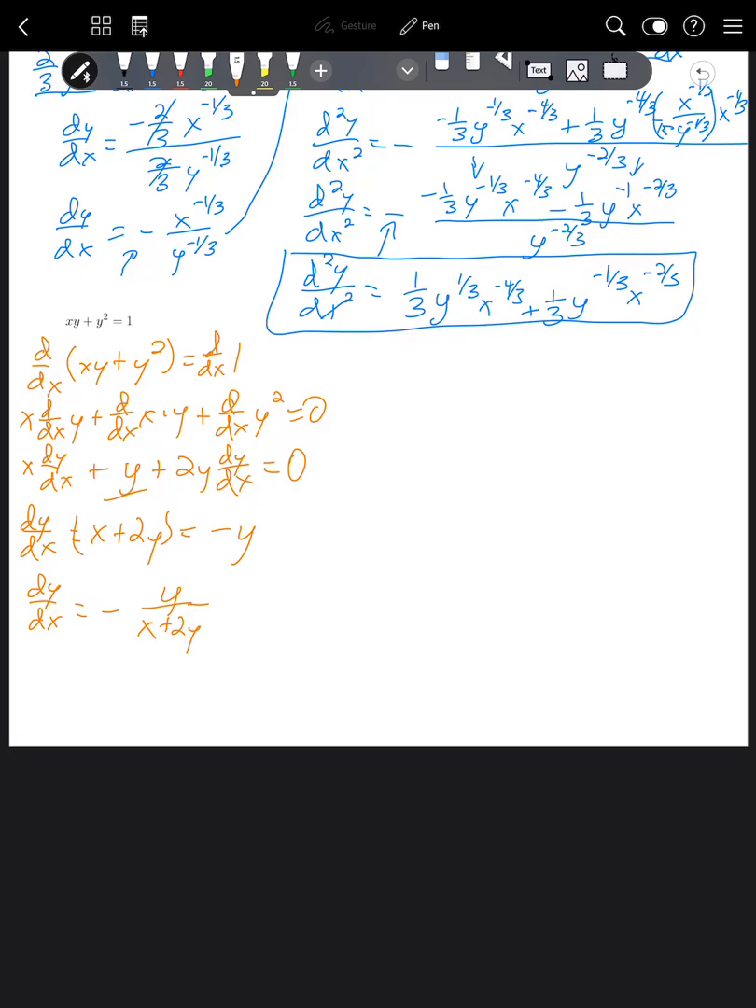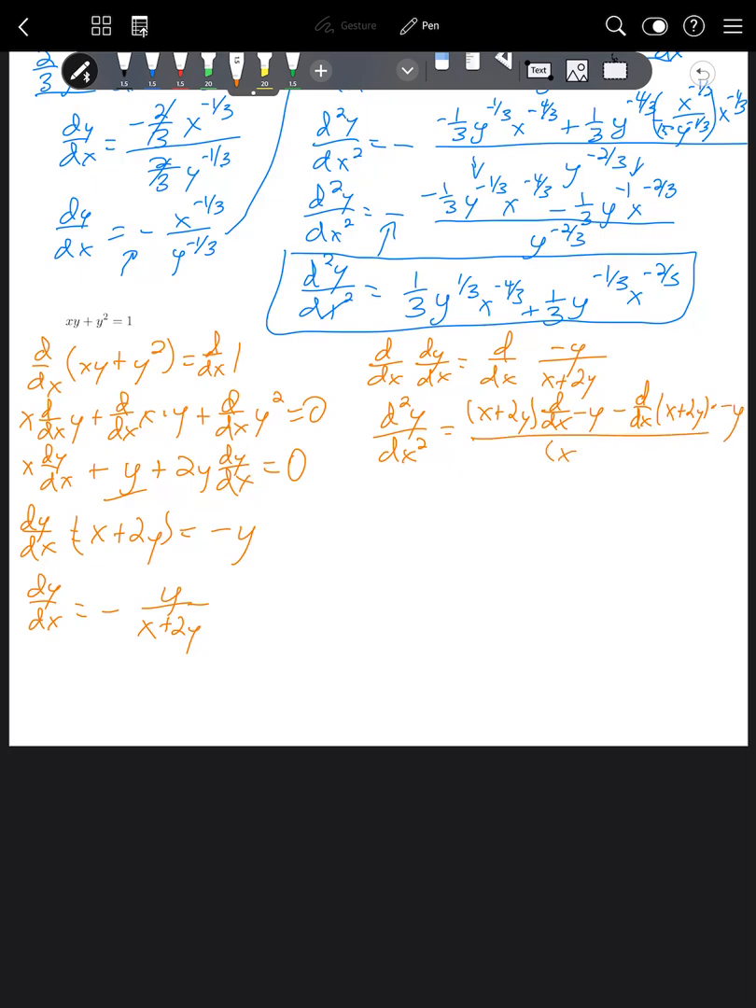Okay, then we do the second derivative. So d dx of dy dx equals d dx of negative y over x plus 2y. So that's d squared y over dx squared equals, and we use the quotient rule. So x plus 2y times the derivative of negative y minus the derivative of x plus 2y times negative y, all over x plus 2y squared.